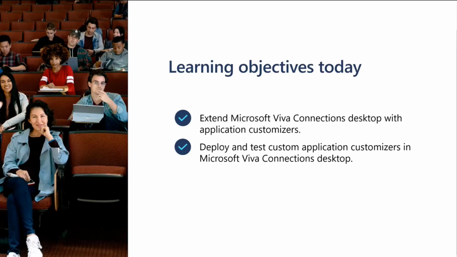So, the learning objective of today. We will go through the learning path, the learn module, because the learning path is all of the four different modules, and today we're going to use one module. We're going to go through how to extend the Viva Connections desktop with application customizers.